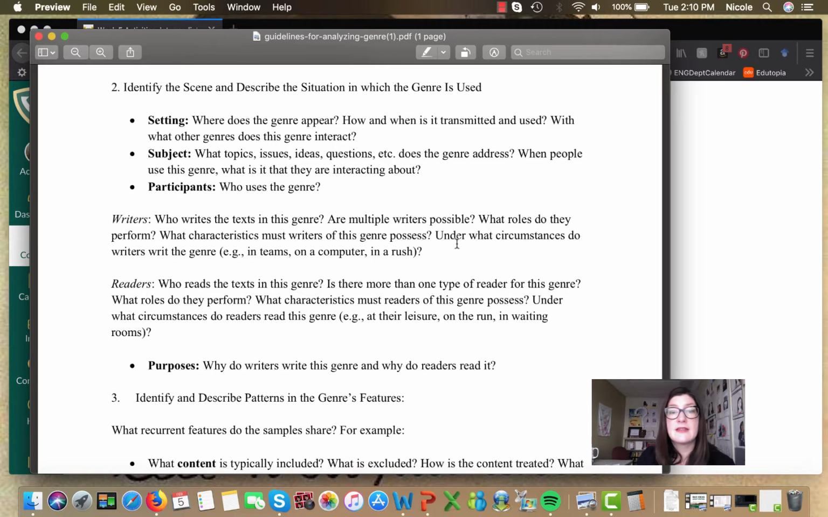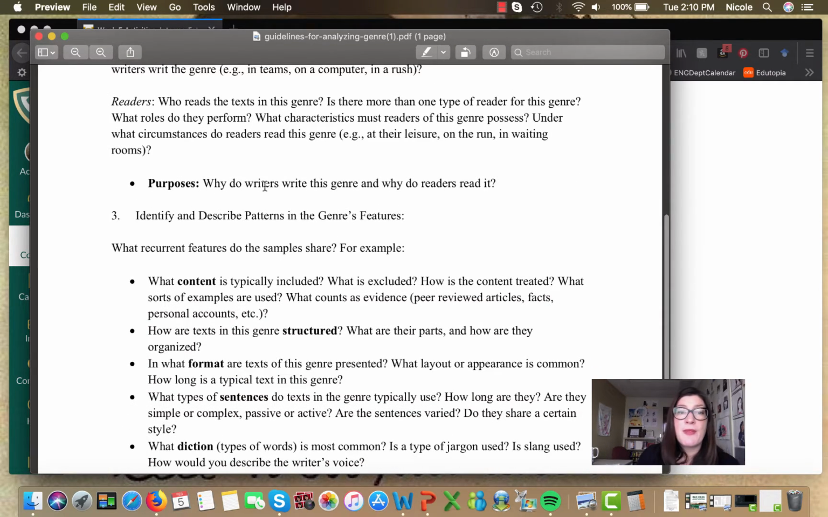Who writes the text? Are multiple writers possible? Sometimes peer-reviewed journal articles are written by 6 or 7 people. Sometimes they're written by 1 or 2. Who reads this text? Once again, these are the people that participate in the genre.